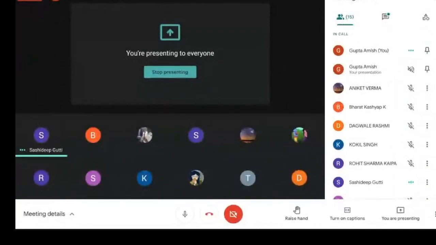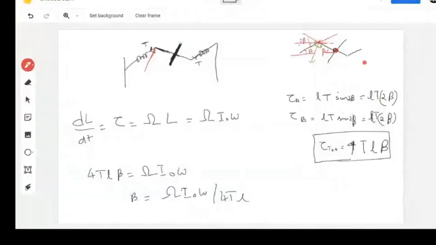So beta is this. This is your coin or whatever disk you call. It tilted a bit by beta, so basically this will be 2 beta. And so basically if you apply T at point A, and this is point B, there are 2 torques.